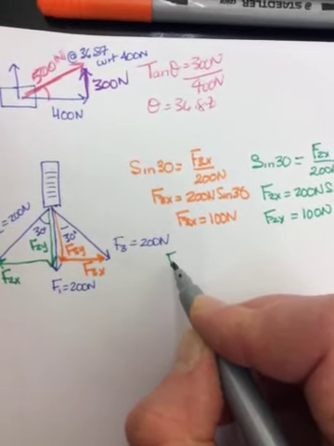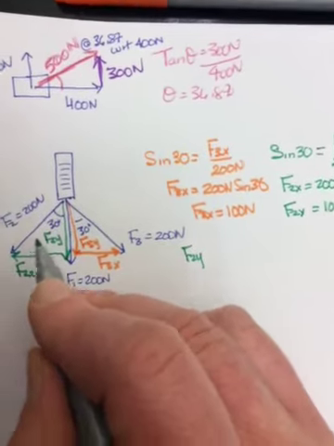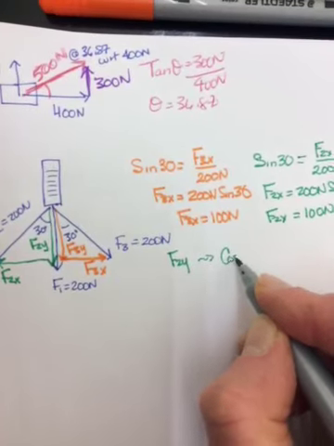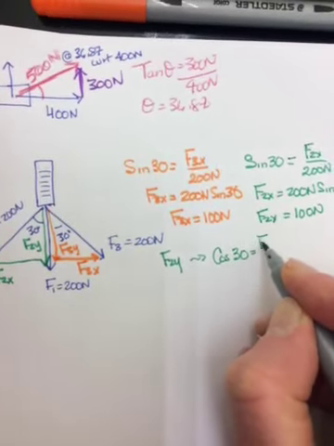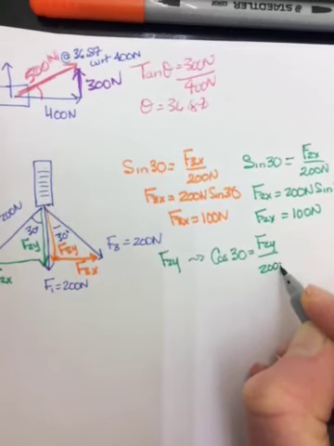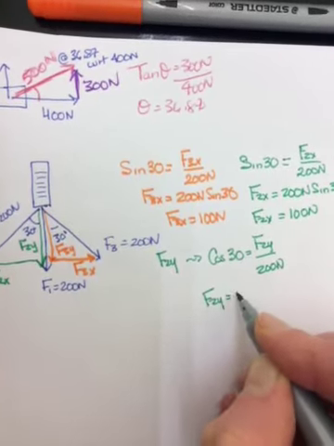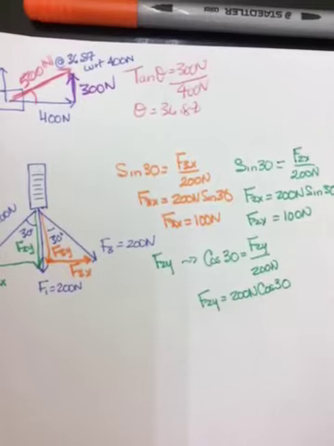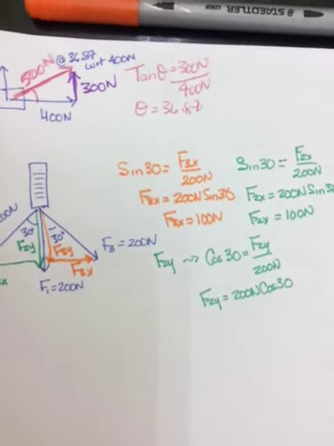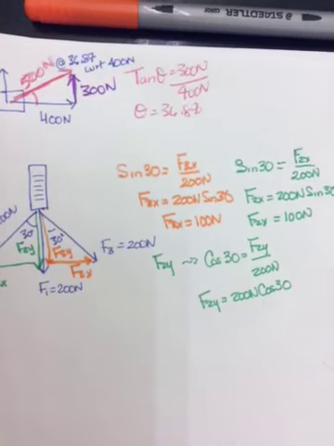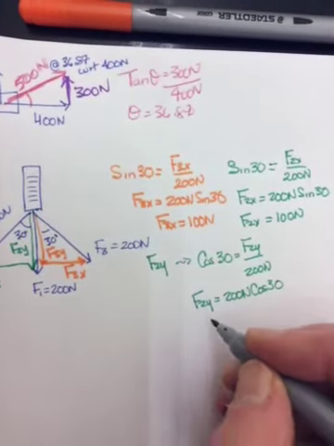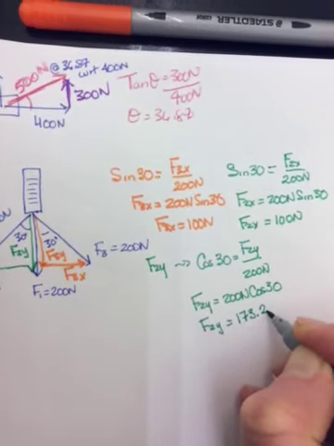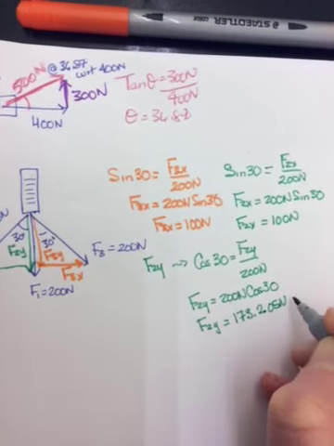So if we find one of them, let's find F2y. If we look, it's the adjacent side of this triangle, and so we would do cosine. So cos of 30 will be equal to F2y over 200 newtons. So F2y is equal to 200 newtons cos of 30. Cos of 30 is 0.866 multiplied by 200, 173.2. So F2y is equal to 173.205 newtons going down.